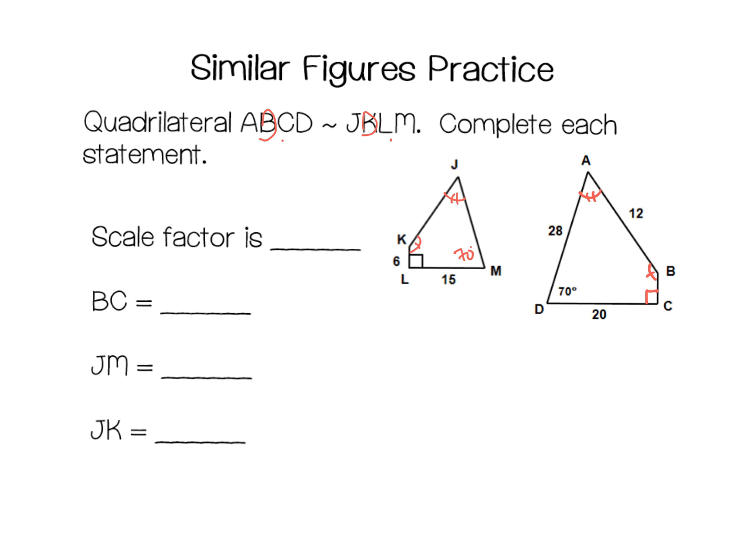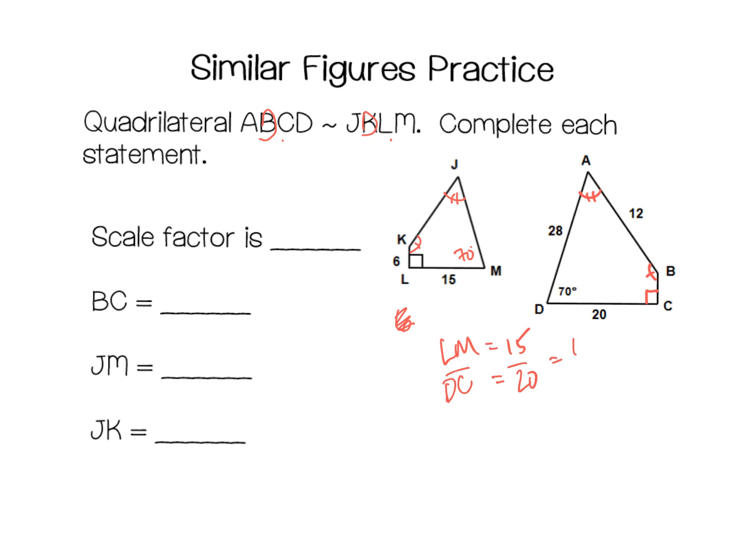All right, so we need to compare corresponding sides in order to get our scale factor. So if I start with the left figure, I see I have a 6. So KL would have to correspond with BC, but I don't have a measure for BC. So let's try a different side. I see that LM is 15, and that should compare with DC, which is 20.